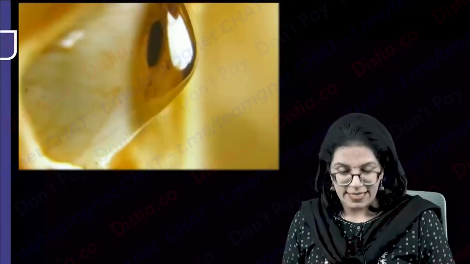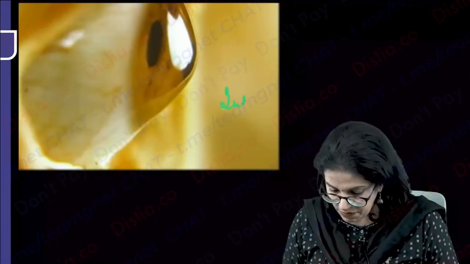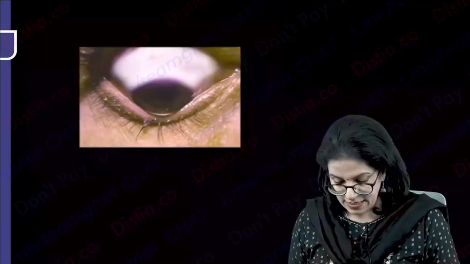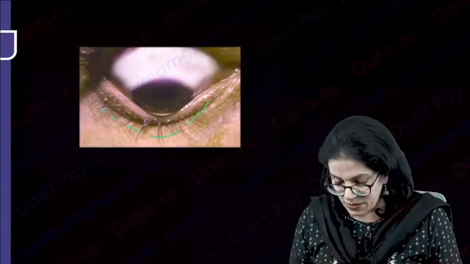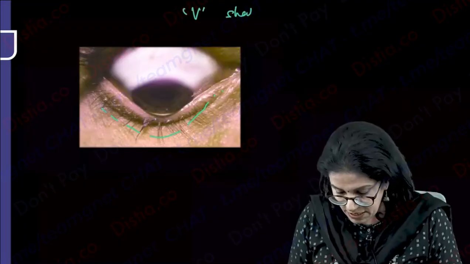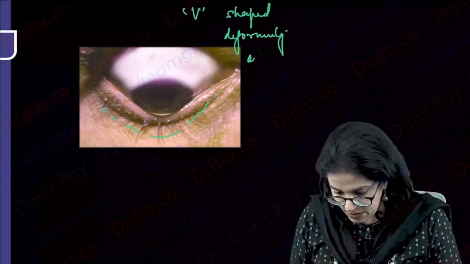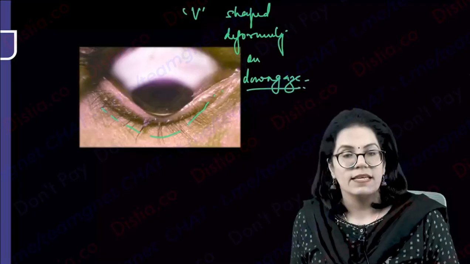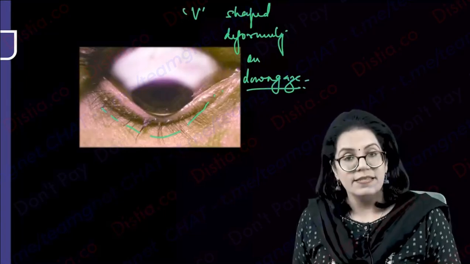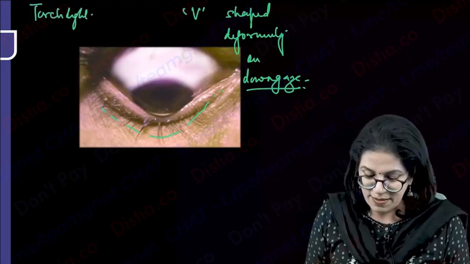Right? Have a look. So this is a keratoconus. Most commonly, this conical protrusion is going to be inferotemporal. Remember this, it is inferotemporal. See, when this patient is looking down, what is happening? The lower lid is all deformed. So this is V-shaped deformity of the lower lid on down gaze. This is what is called Munson's sign. Again, this will be seen on what? Torchlight, common sense. This is a torchlight examination finding.